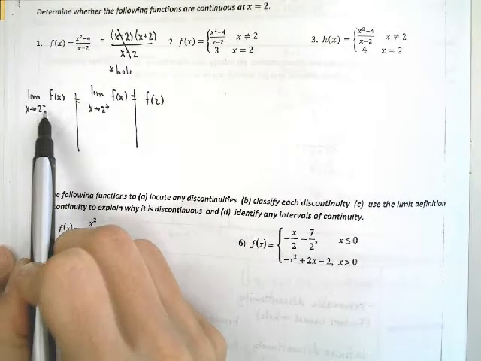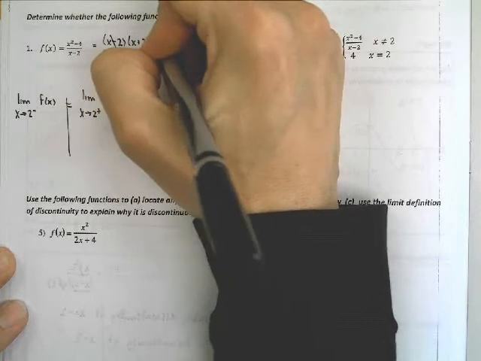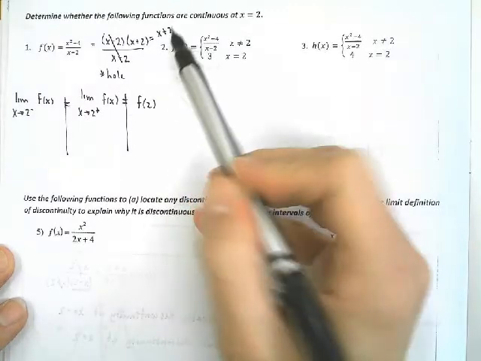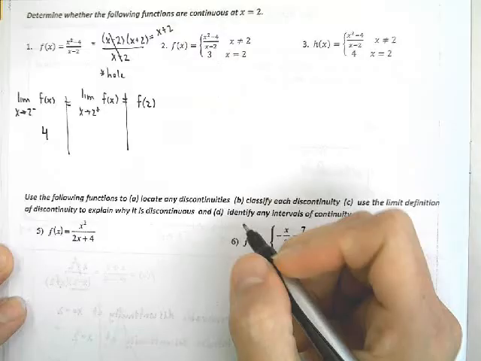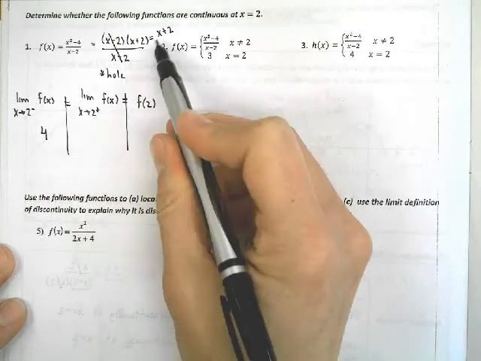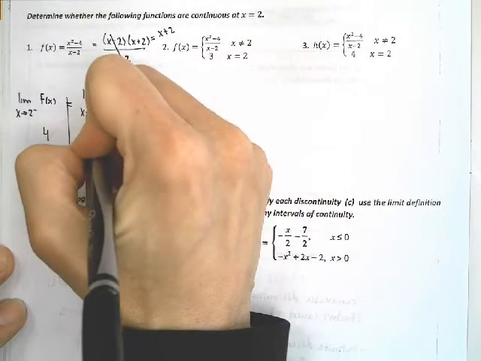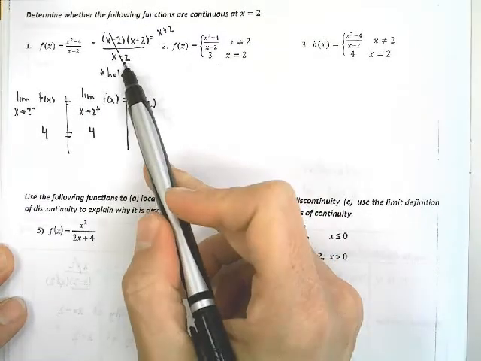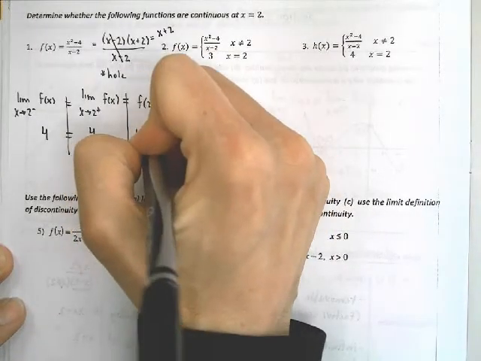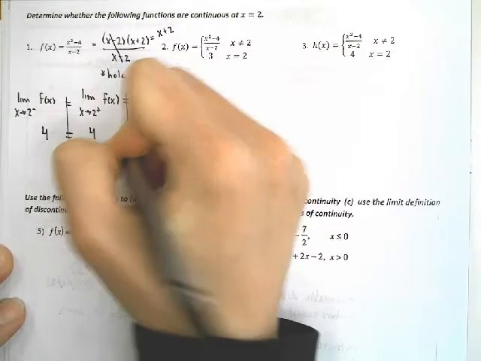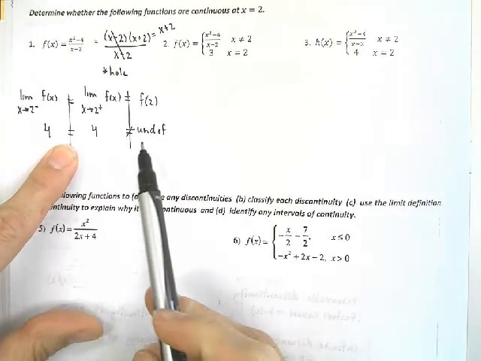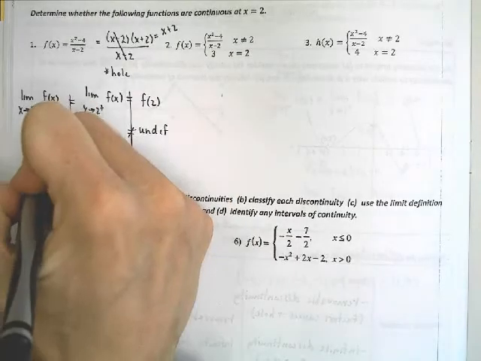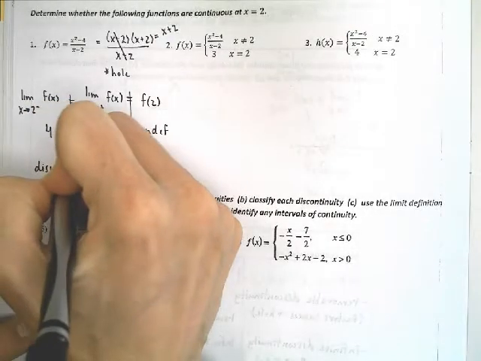So as I approach 2 from the left, and I should go one step further here, that's going to be equal to x plus 2. So if I plug in 2, I have 2 plus 2, and that's going to give me 4. As I approach 2 from the right, again, I have 2 plus 2 is 4. So those are equal. The limit exists. However, f of 2, we know that's undefined. So clearly here, the limit exists, but it's not equal to the value of the function. We know it's discontinuous there because of a removable discontinuity.